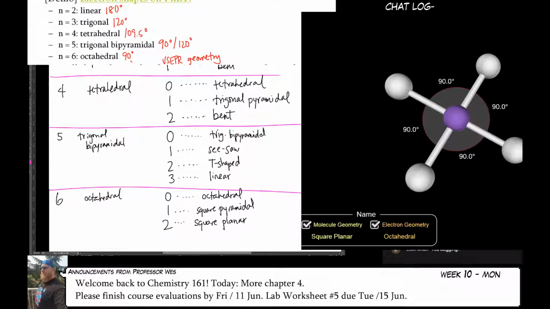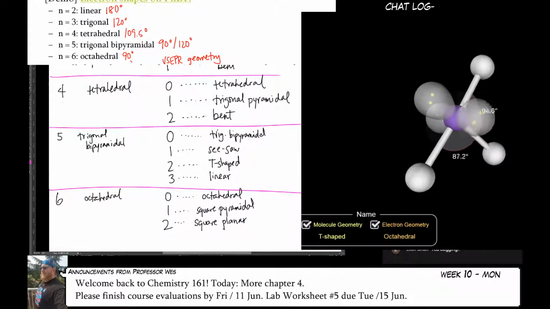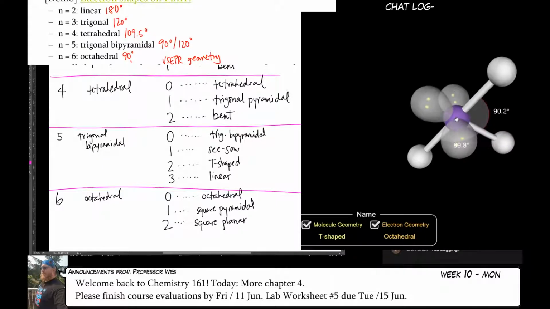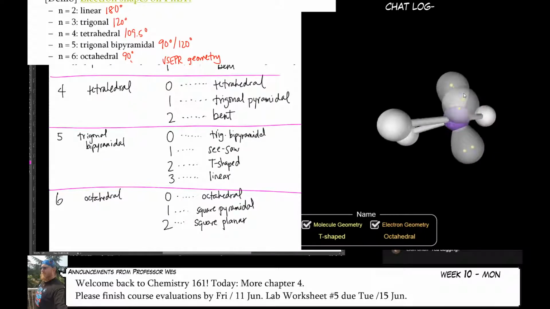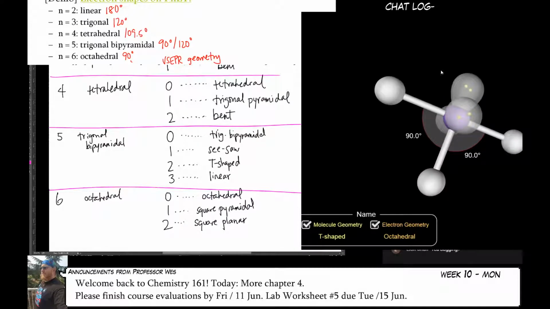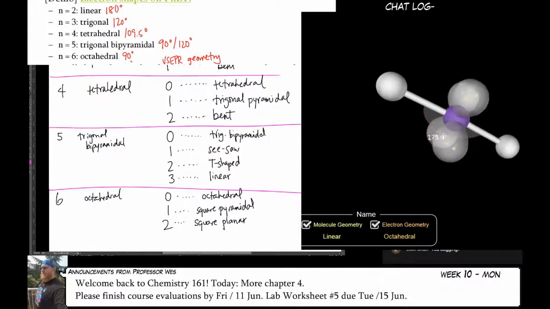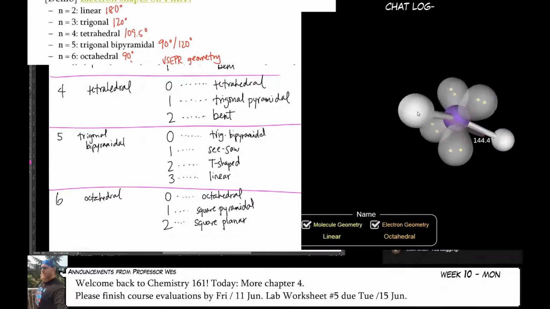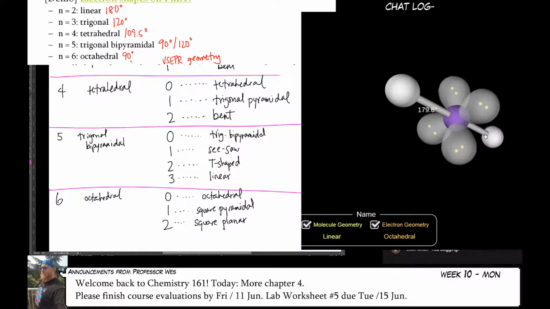Now, if you go past this and keep adding things, you'll notice that we end up getting shapes that we've seen before already. So we just don't name them. I'm trying to spin this. There we go. So there's T-shaped. And then linear again. So you can get linear with 4 things around it. And so on and so forth. So that's the PhET molecular geometry simulator.